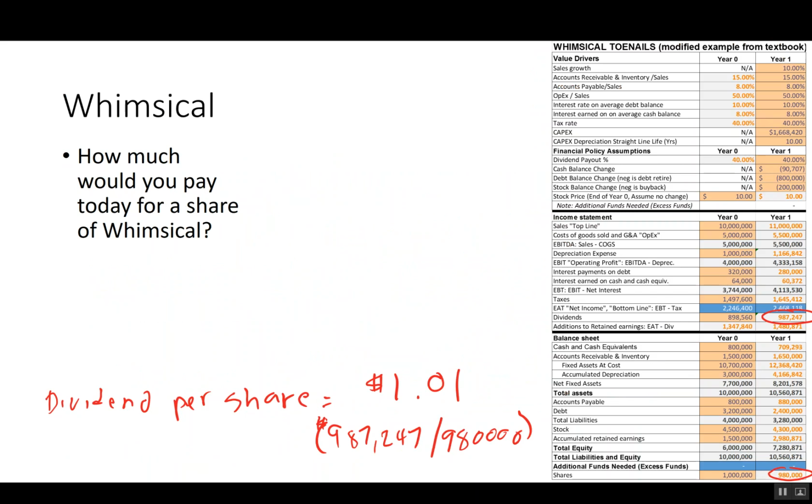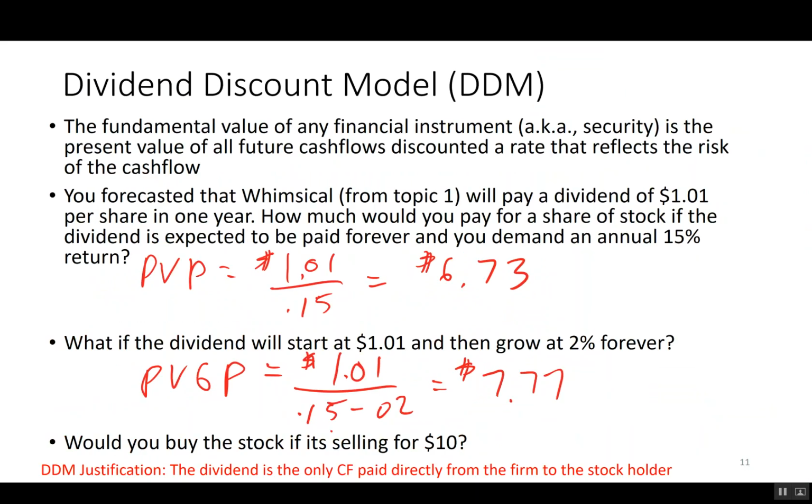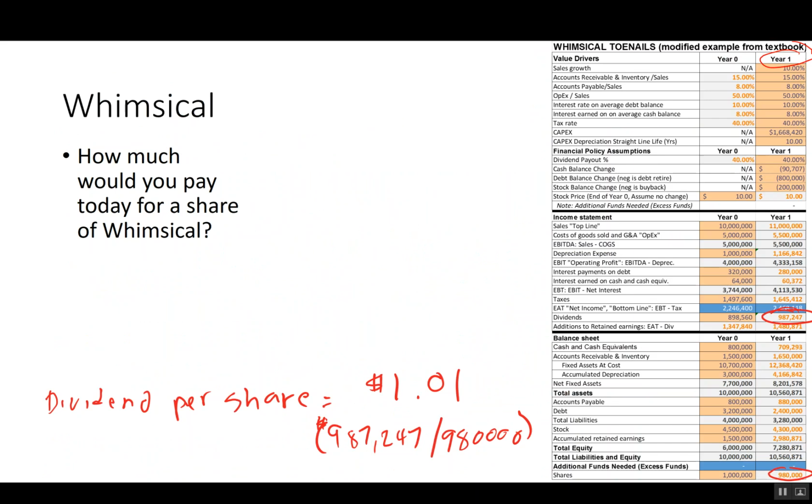So let's go back to our whimsical example. Now in our whimsical example, we forecasted that in year 1 the company would have dividends of $987,000 and has 980,000 shares today. In other words, if I take $987,000 of total dividends divided by 980,000 shares, it's going to pay $1.01 in dividends. The question is, how much would I pay for this company per share that has these dividends?